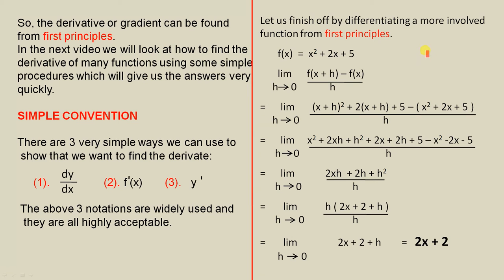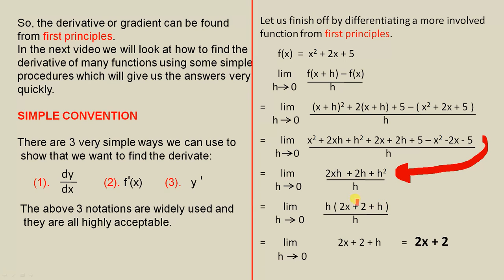Let's finish off by differentiating a more involved function from first principles. Let's assume that f(x) equals x squared plus 2x plus 5, and we want to find this limit here. So we substitute f(x plus h) into there, and that gives us all up to there, up to the 5. So we put in x plus h wherever we see x, and there's our 5. Minus f(x), which is there, divided by h. We remove the grouping symbols, and that gives us the numerator. We simplify, so from there to there, we just simplify.